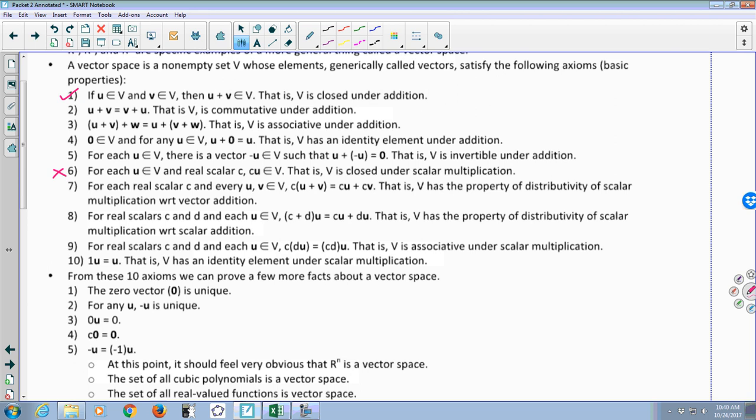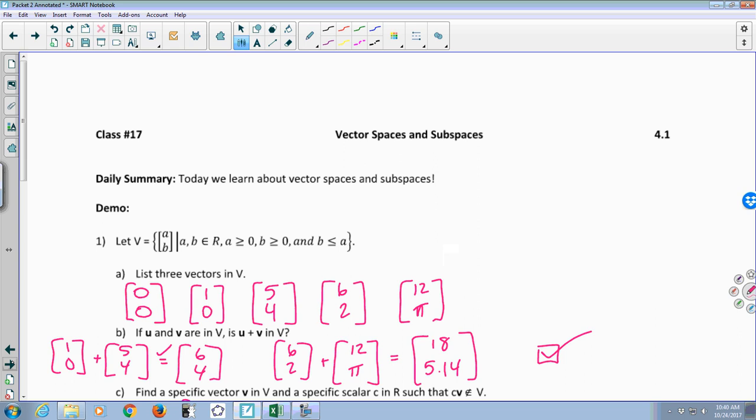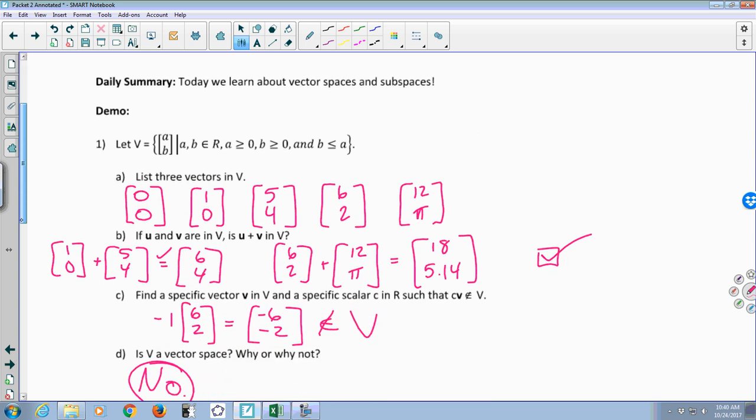But the most common things to fail are your closure, addition, and scalar multiplication, and the 0 element. Those are like the 3 most common to fail and easiest to check.